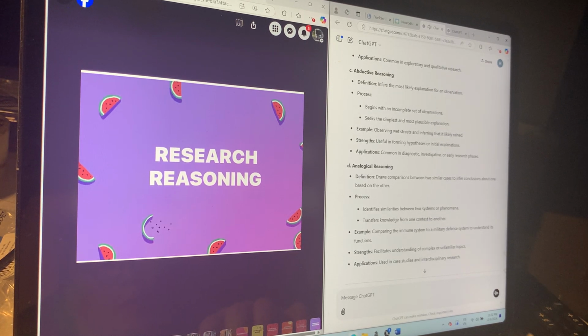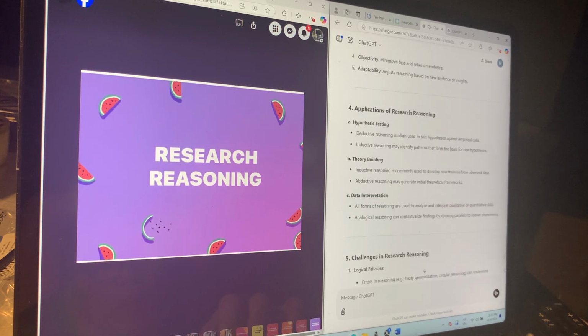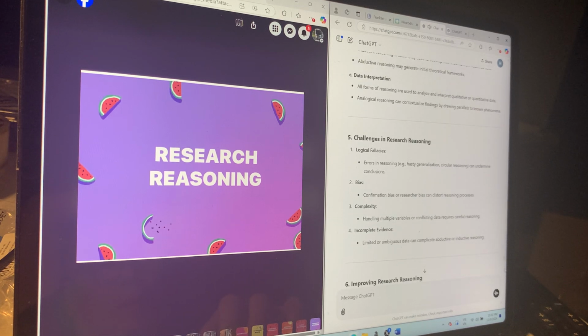5. Challenges in research reasoning. 1. Logical fallacies. Errors in reasoning, e.g., hasty generalizations, circular reasoning, can undermine conclusions. 2. Bias. Confirmation bias or researcher bias can distort reasoning processes. 3. Complexity. Handling multiple variables or conflicting data requires careful reasoning. 4. Incomplete evidence. Limited or ambiguous data can complicate abductive or inductive reasoning.